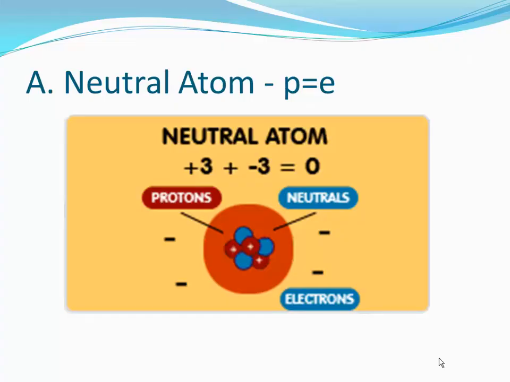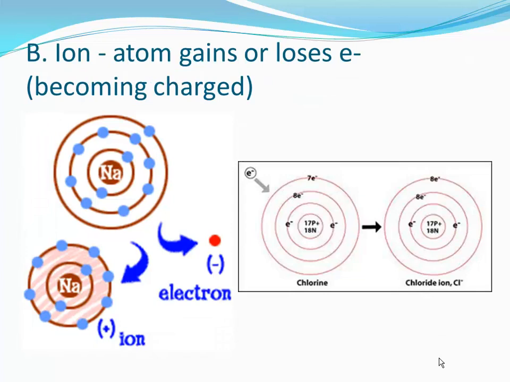How many protons, neutrons, and electrons? A little simple math. A neutral atom has the same number of protons and electrons. So for example here we have lithium, because it's plus 3 and minus 3 gives you 0.